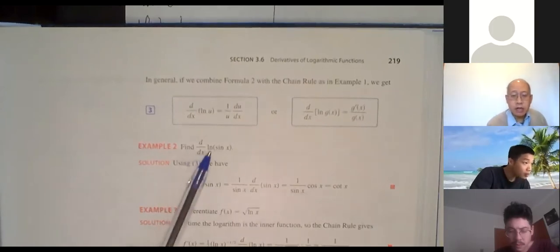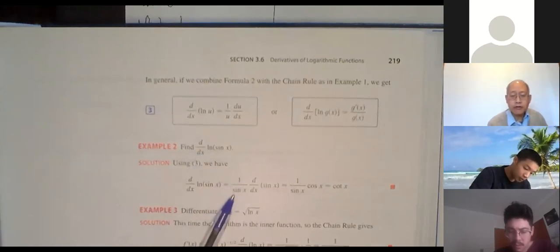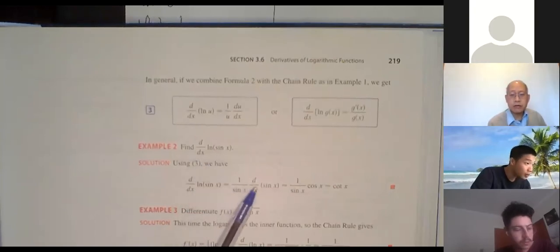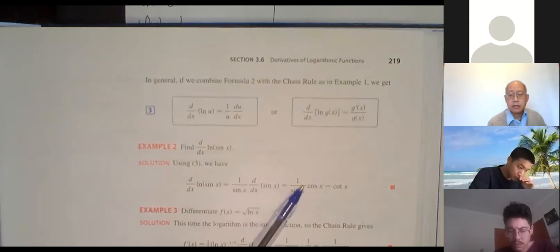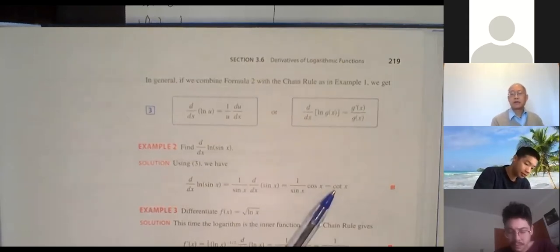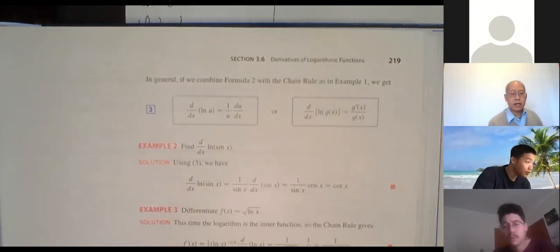Find the derivative of natural log sine x. So the derivative of ln is 1 over. So first you go 1 over sine x, and then times the derivative of sine x, which we now know is cosine x. So you have cosine x over sine x, which turns out to be cotangent x. Okay, so the derivative of natural log sine x is cotangent x.